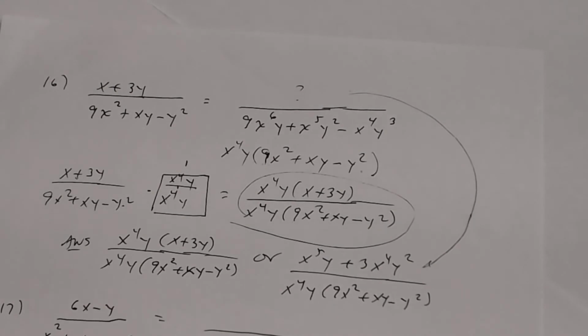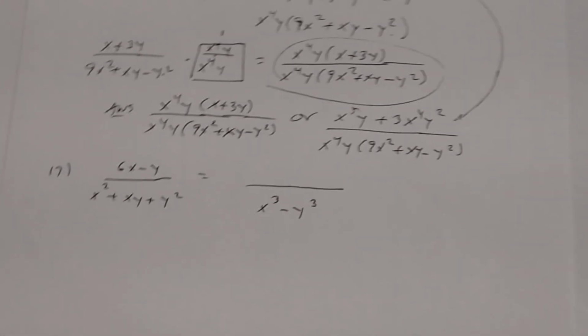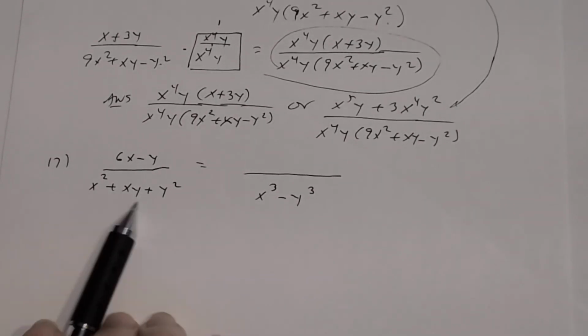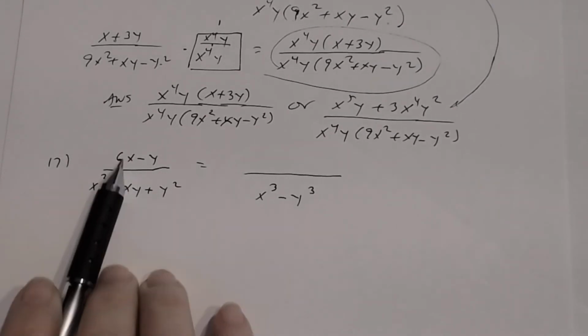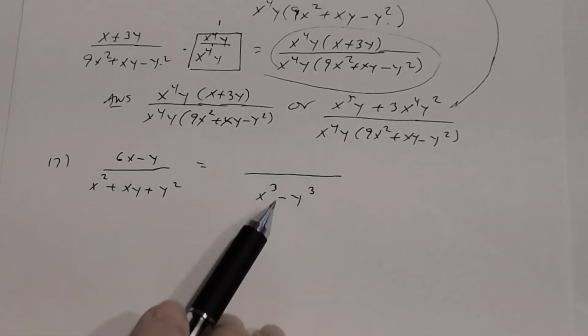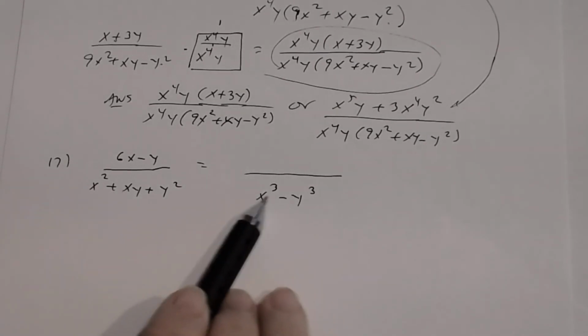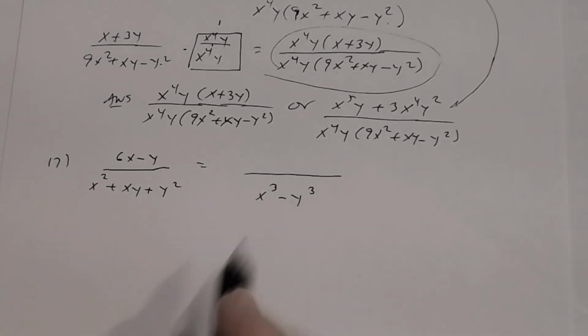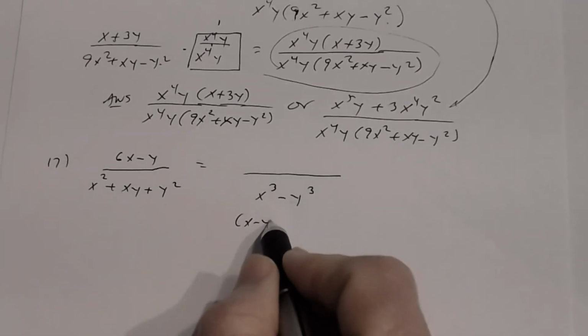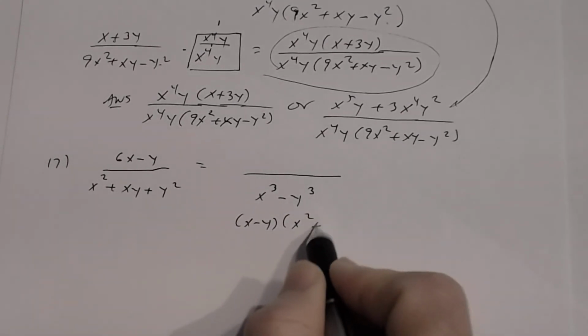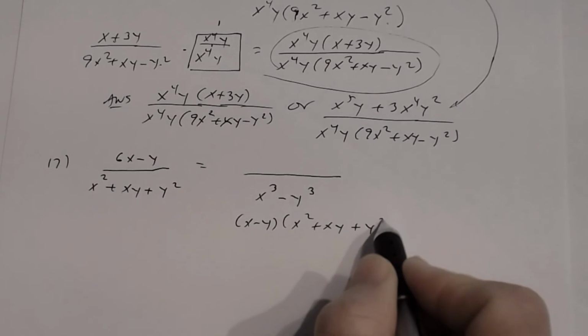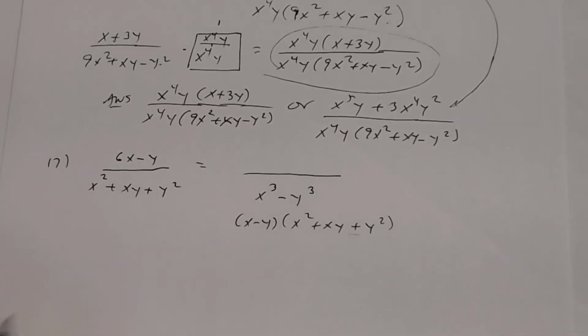So notice that in 17, if you try factoring the denominator, you can't. But remember what you're trying to do. You're trying to write an equivalent rational expression that has this denominator. This is what you have. This is what you want to get to. Notice that that's the difference of 2 cubes. So when I factor this, that's going to be x minus y times x squared plus xy plus y squared, which is this. So that's kind of like what we just did, isn't it?